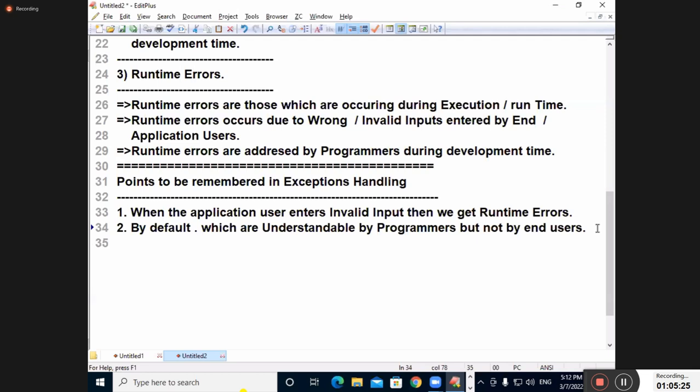Now, come on to the second point I am going to show. First point and second point clear? Because these points are very important. Daily I will open these points like formulas. When the application user enters which input, we get which errors? By default, runtime errors are understandable by whom? Something is missing.